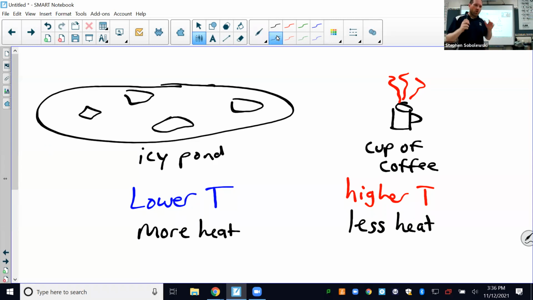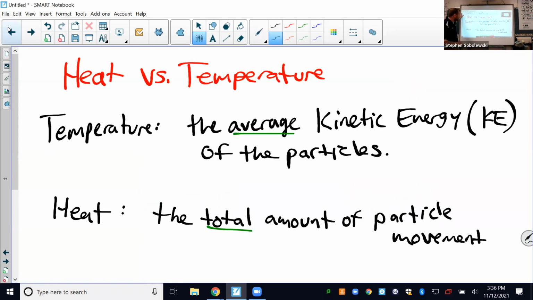But if you look at the total amount of movement in a 70,000 person football stadium, people are getting up, people are walking to their seats, people are standing up and cheering. There's more total movement there. So this is the difference between heat and temperature. Understand average versus total, understand the kinetic energies associated with the speed of the particles. And really this should be a bit of a review in terms of temperature.